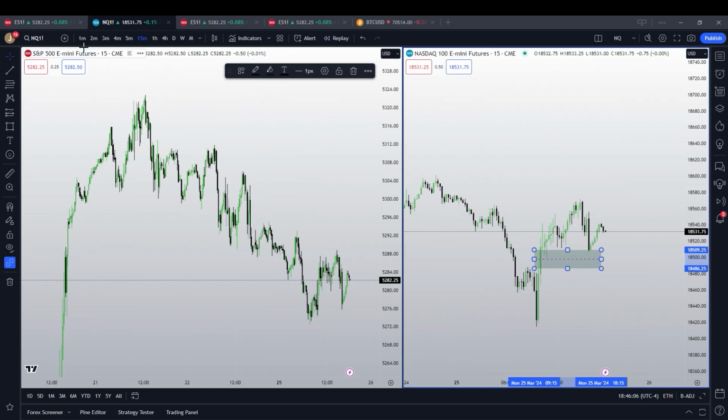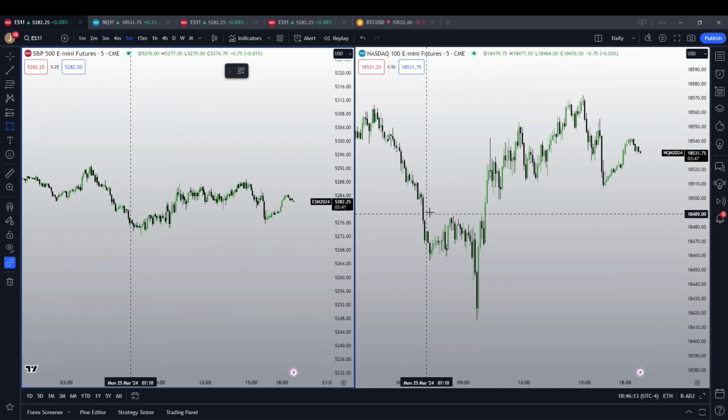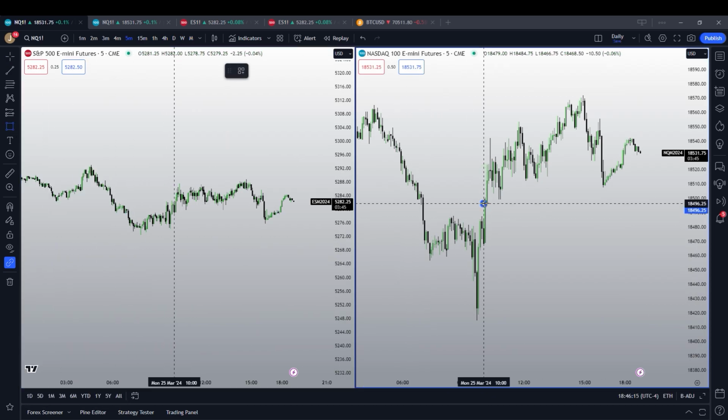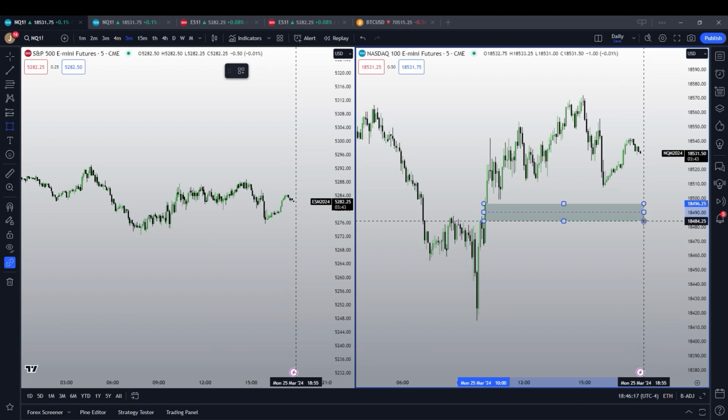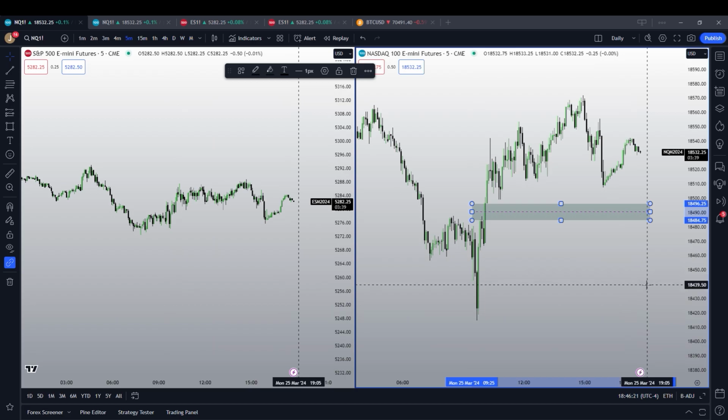With that being said, we'll go down into this 5 minute and I'll show you guys this is the actual specific gap that I was waiting for. Boom. As you can see, we never went back down into it.